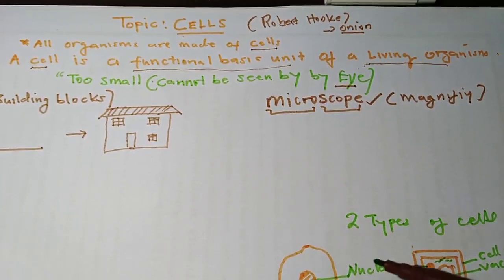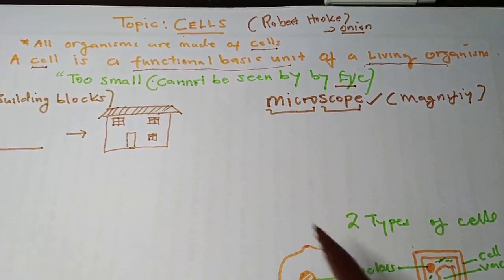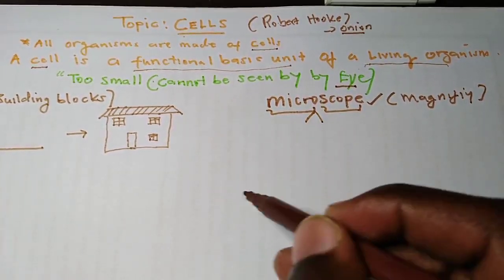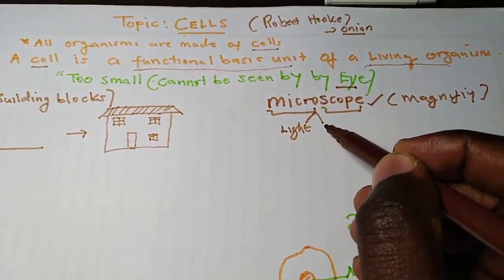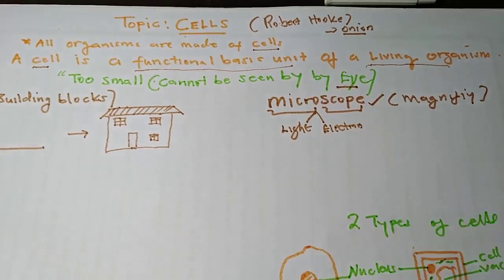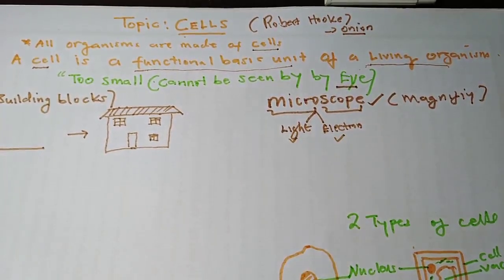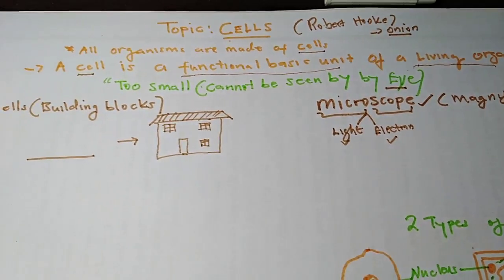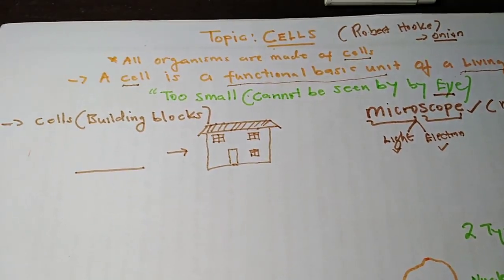So a lot of cells you can only see under a microscope. We have several types of microscope, but broadly you can say we have the light microscope as well as the electron microscope. Both of these microscopes are able to show us cells. Cells are small, very tiny. They are microscopic, meaning you are not able to see them with your naked eye.